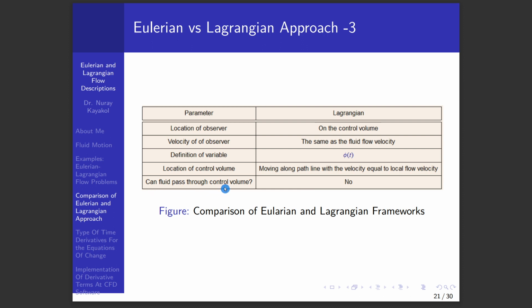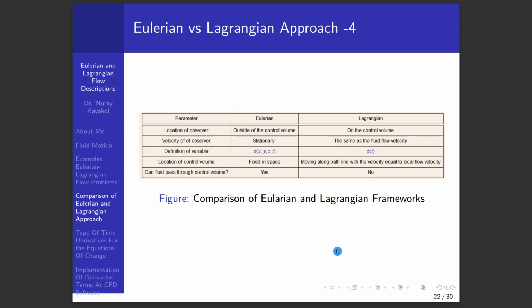Can fluid pass through the control volume? No. If it is yes, it will be an Eulerian approach. On this slide, you will see previous slides in one table to compare Eulerian and Lagrangian approaches.